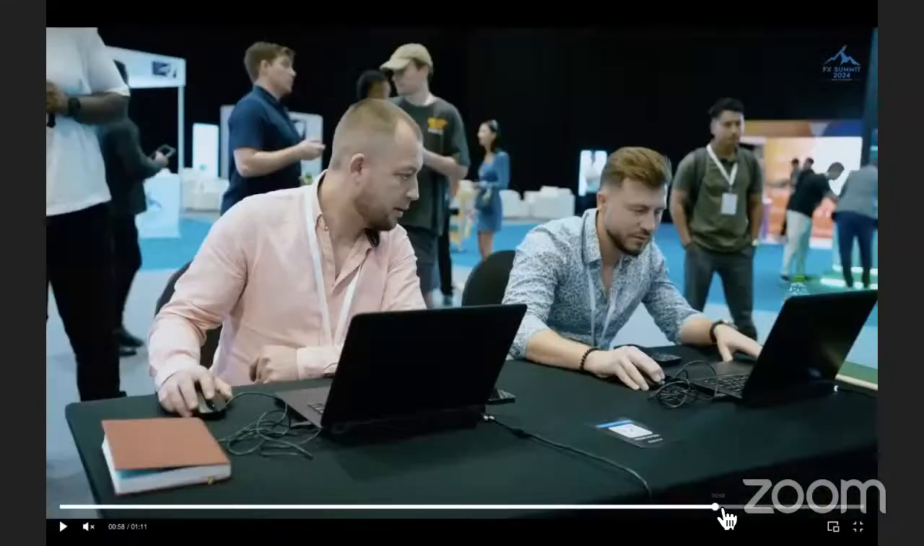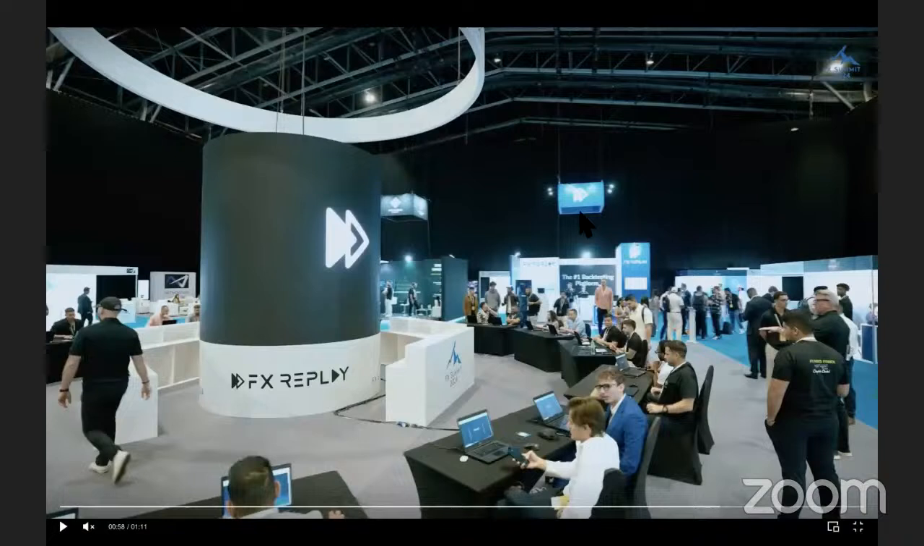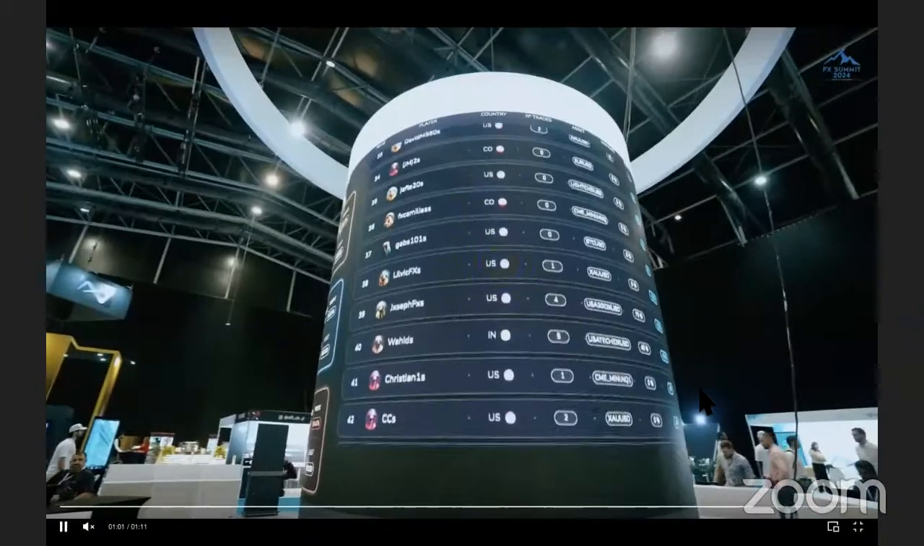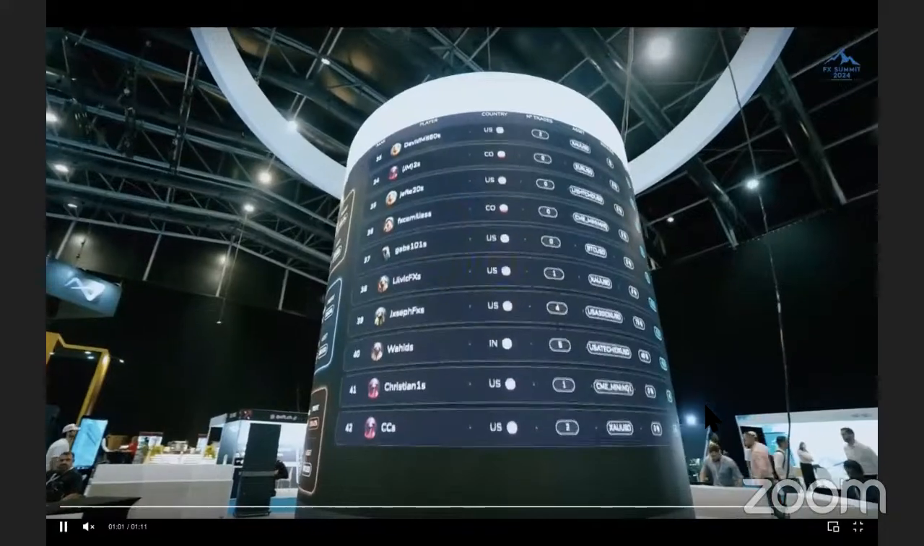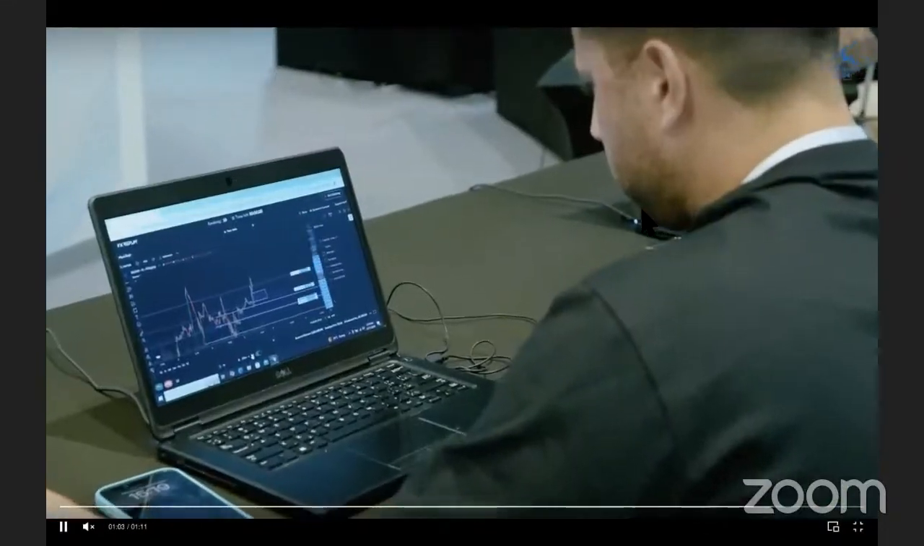Here's the trading challenge. I can't wait for the next one. Shout out to FX Replay, but the trading challenge was an absolute smash hit. This was one of the most fun things I think I've ever done, especially related to the FX Summit. So really fun stuff. Look at this. We had the leaderboards right in the middle panel on the trading challenge, so you could see the top 10 list.